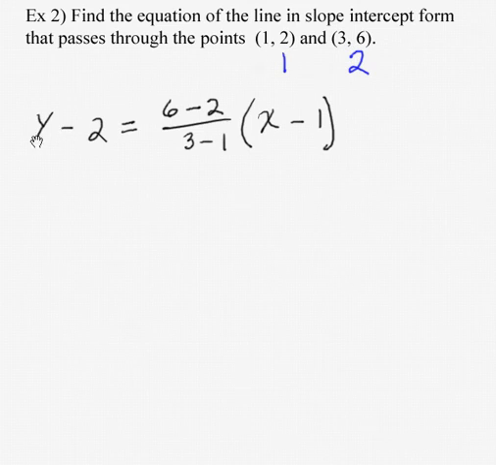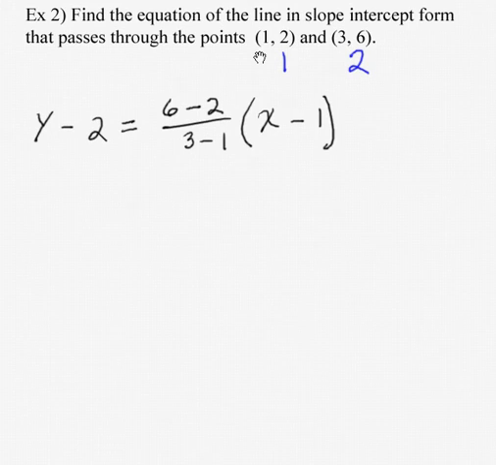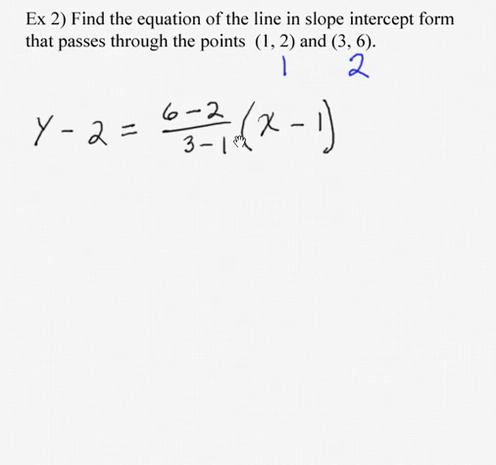And the formula we're going to start with is y minus y1. So y1 here is 2, the y value from point 1, equals, and we're going to calculate the slope, y2, the y value from point 2, minus the y value from point 1, over the x value from point 2 minus the x value from point 1, distributed to x minus the x value from point 1.